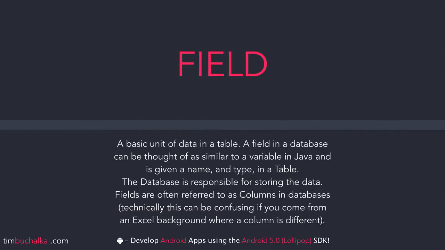What is a field? A field is the basic unit of data in a table. A field in a database can be thought of in a similar way to a variable in Java. You've seen those obviously in different apps. So it's given a name and a type, just as it is in Java, but this is for a table. For example, is it a string? Is it going to accept a number? Is it going to accept text, etc.?